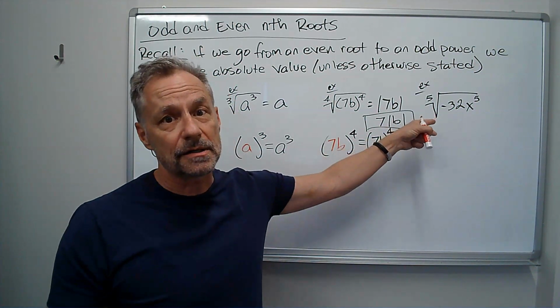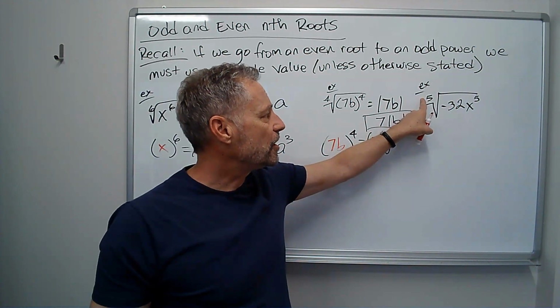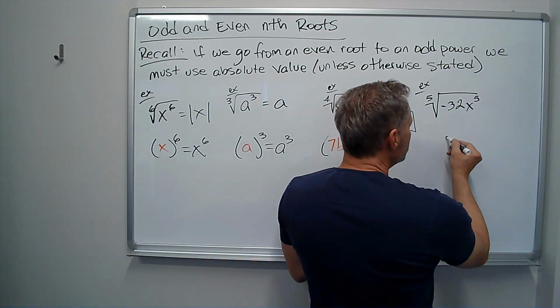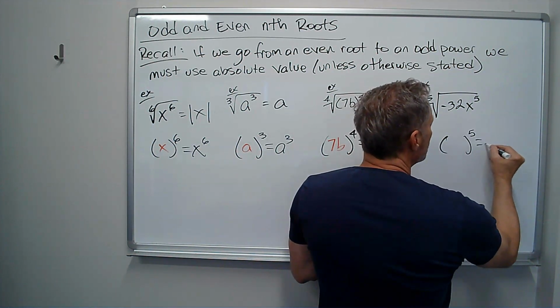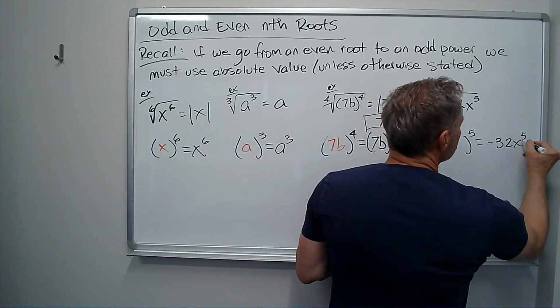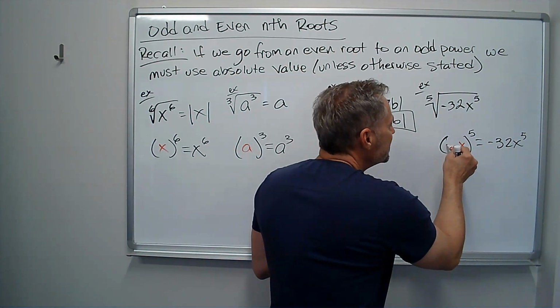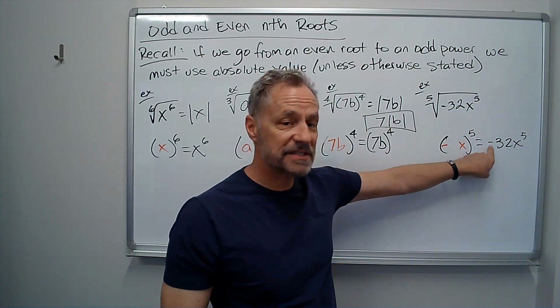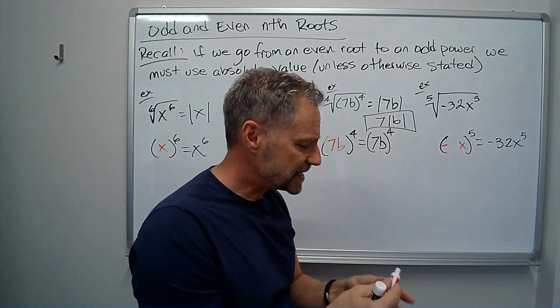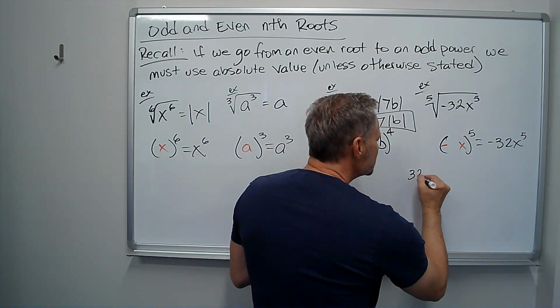Okay, now a little bit harder. First of all, I've got an odd root. I'm looking for something to the fifth power, which is -32x to the fifth. I know the x part. That's pretty simple. And I know I can put in a negative, because a negative to the fifth is still negative. But this 32 is kind of messy. Let's see what makes up that 32.